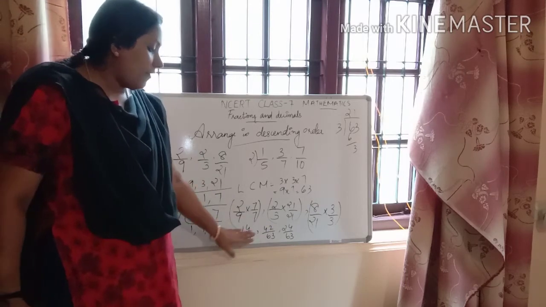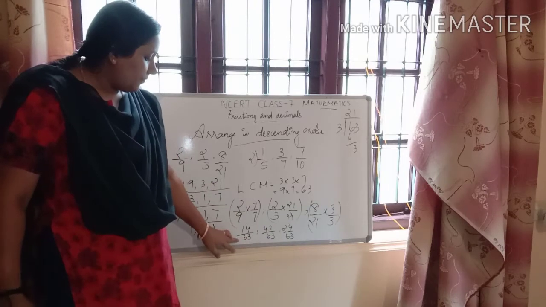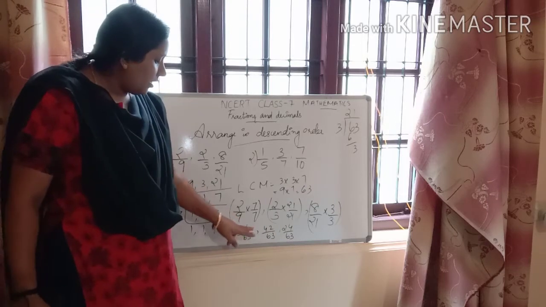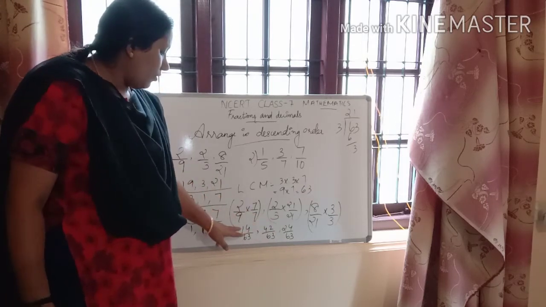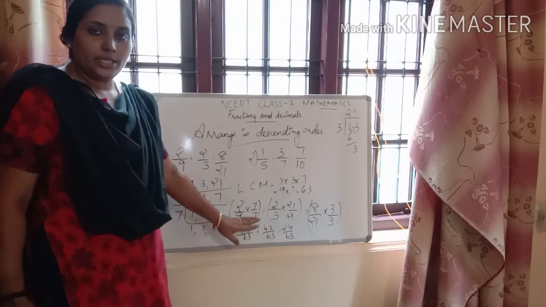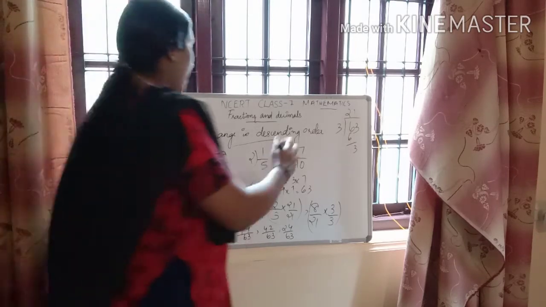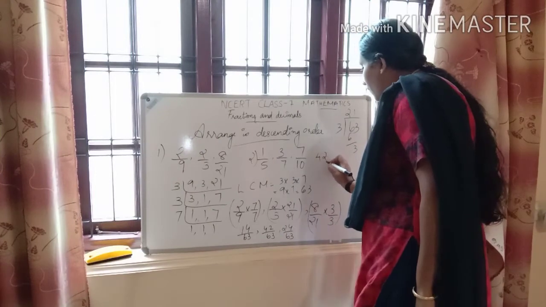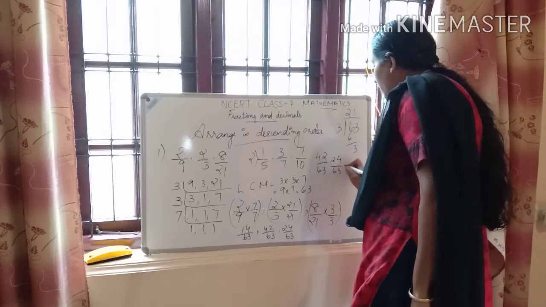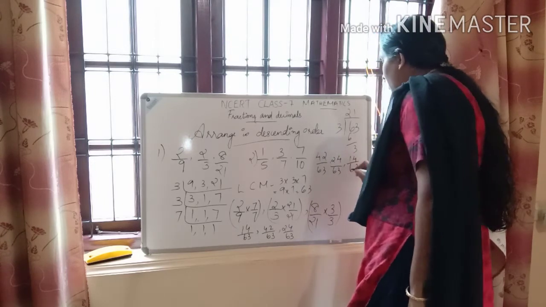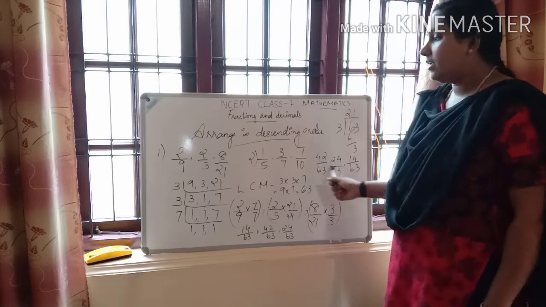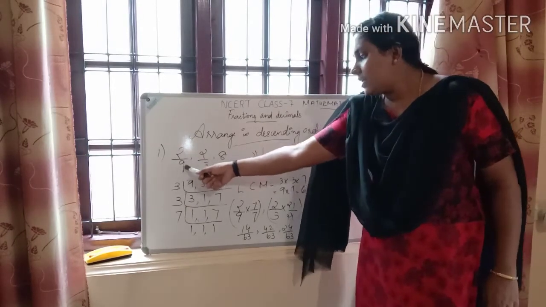Here we can easily find out the biggest number. So no need to consider the denominator because the denominators are equal. Just consider the numerator: 14, 42 and 24. Here 42 is the biggest one compared to the other two fractions. So just arrange this in 42 by 63, 24 by 63, 14 by 63. We should not write in this manner. We have to write in descending order for this question.